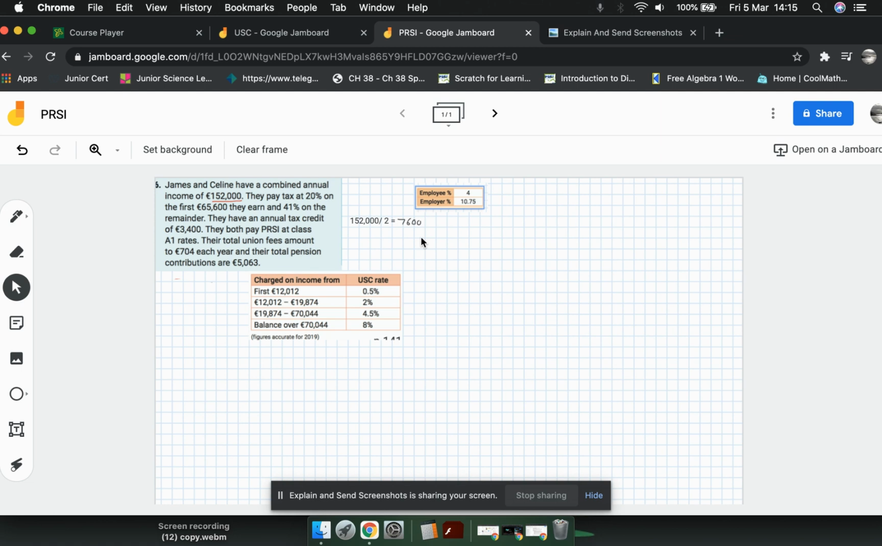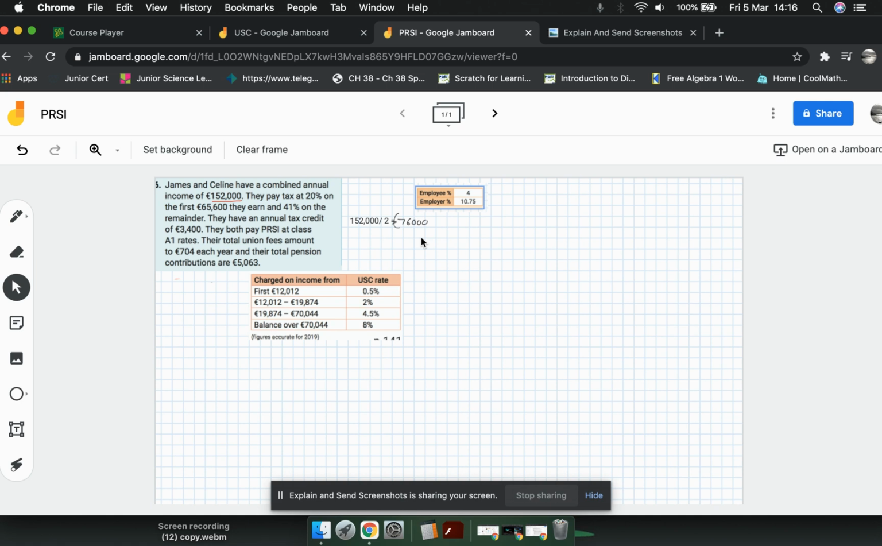Now, if you worked out the universal social charge for the combined income, then guys, as long as you have the method, that's grand. But just know for the future, for couples, there's a technicality.